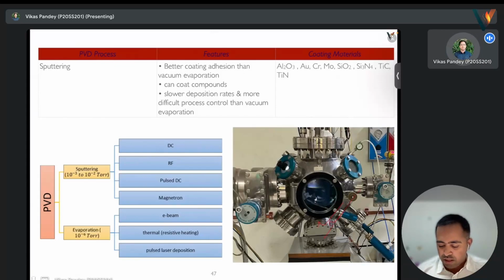This is one system that we have in our lab. Okay, you see there are four guns. This gun was not there that time. Now we have four different guns, so we can deposit four different materials at the same time inside it. Again, this will also not be visible once the deposition starts, once the plasma forms. In this case, argon plasma is used.